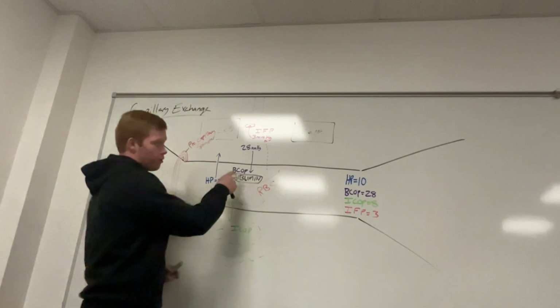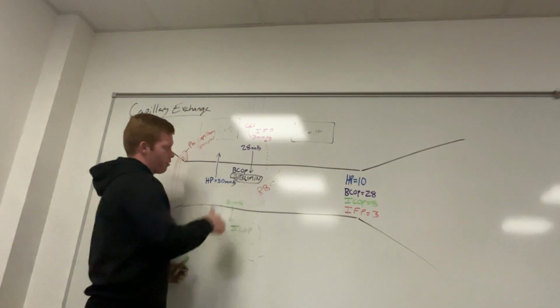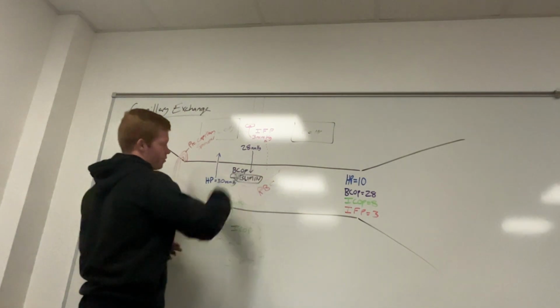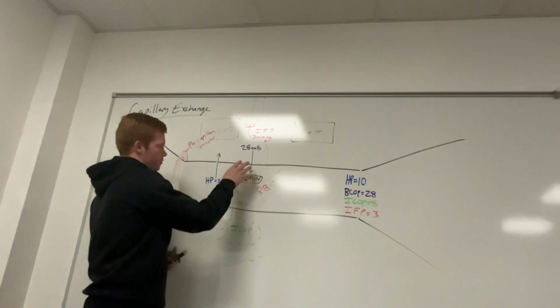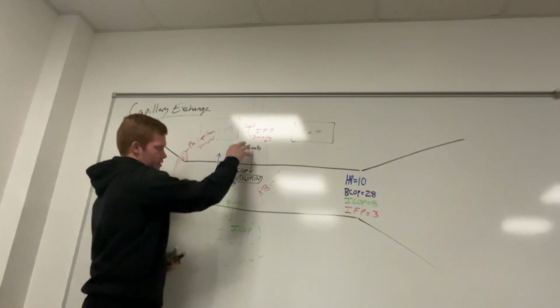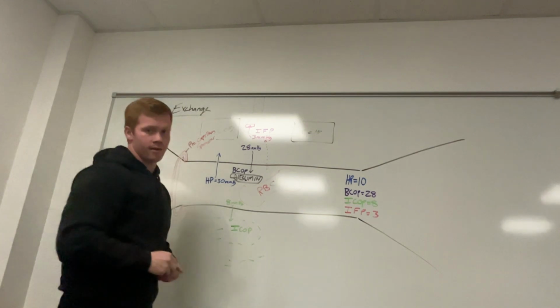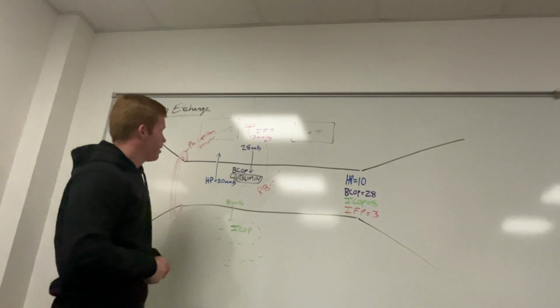But this one is the only one bringing stuff in, and this is the one with the albumin. Albumin can't pass through. I have a lot of albumin in here. The concentration of albumin is greater inside, so water is going to move from the interstitial to the inside of the capillary.